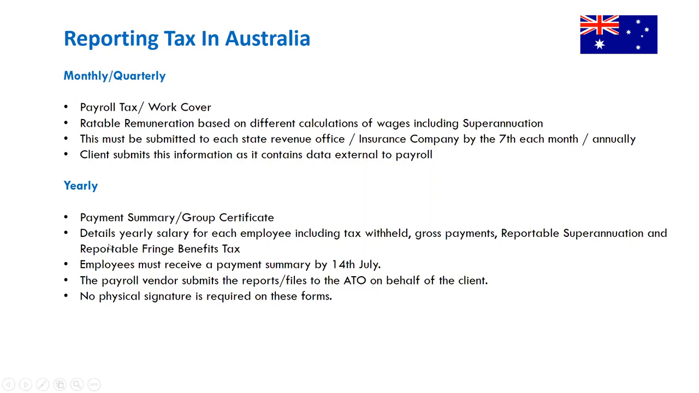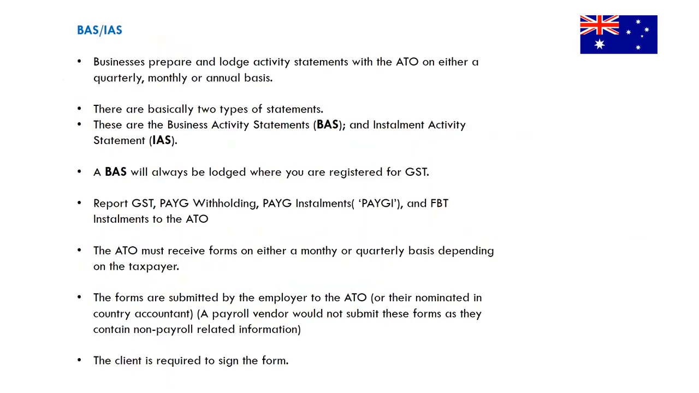Similarly, for the yearly payroll there are some specific reports, such as fringe benefit tax or the payment summary certificate. Those things you are required to report. There are also two other things: business activity statements, BAS, and IAS, which is your installment activity statement. You have to deposit this activity statement, and register for GST if required. These are the few things to remember from a BAS and IAS point of view. So, some basic reports again.